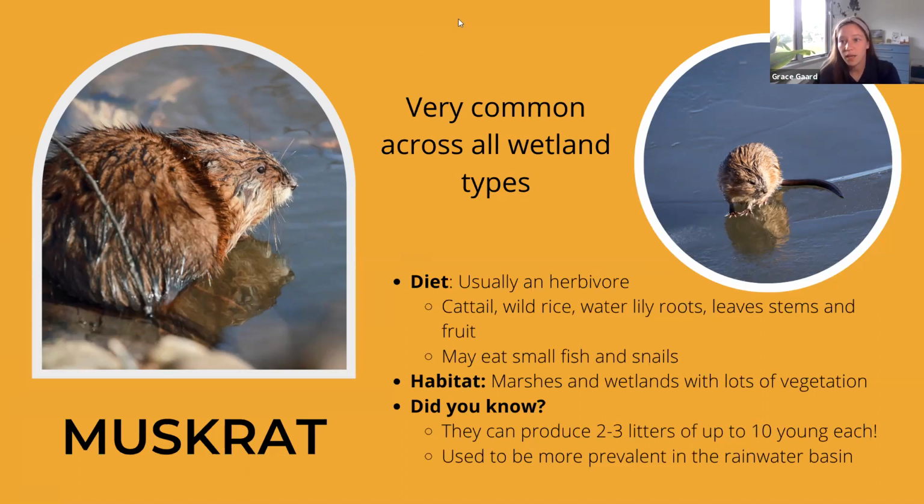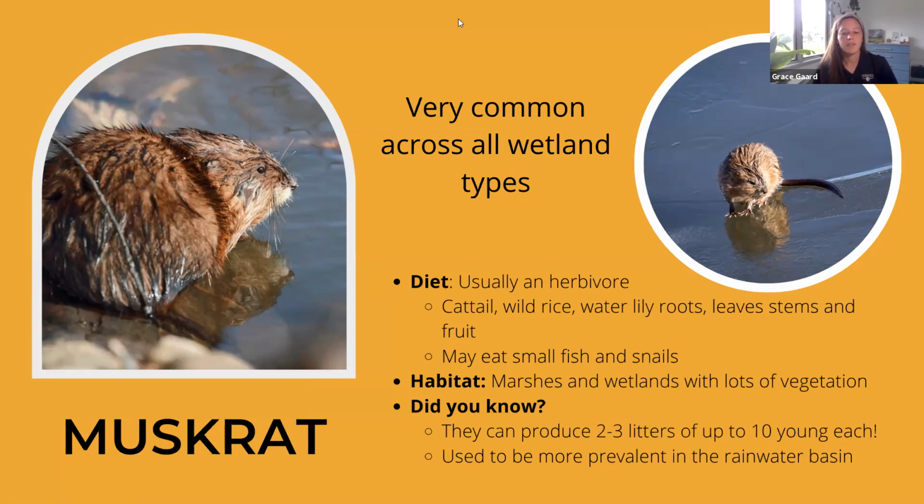It's kind of crazy. They can have up to 2 to 3 litters per year with 10 young in each of those litters, which is crazy. It kind of makes sense when you think about it, they're a species of rodent, so they are able to reproduce pretty quickly.